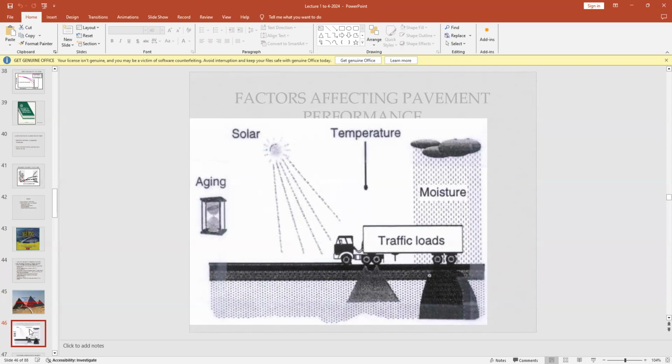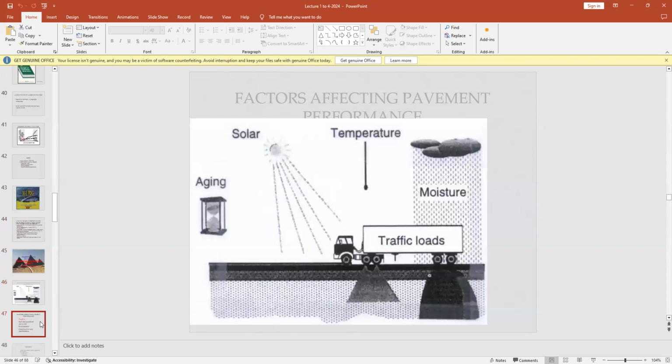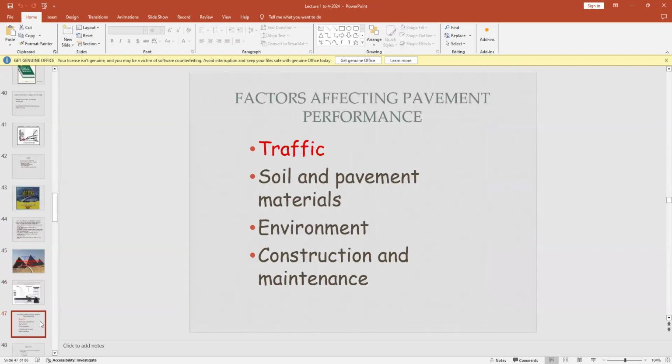So, as I've said, there is an aging factor combined with this heat. There is traffic load and moisture, all of which damage the pavement. So, what are the factors? The traffic, the soil and the pavement material, the environment, the construction and maintenance. That was the part we were referring to. I have designed a very good pavement, but it was not constructed as per my design. The pavement is.